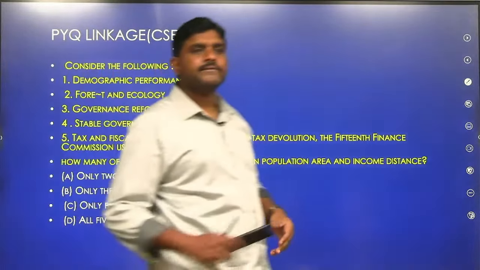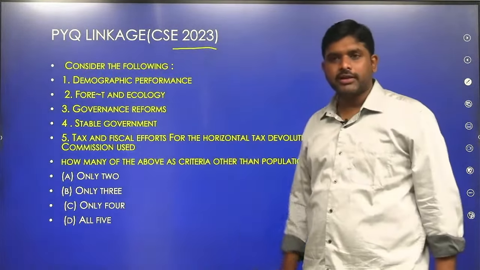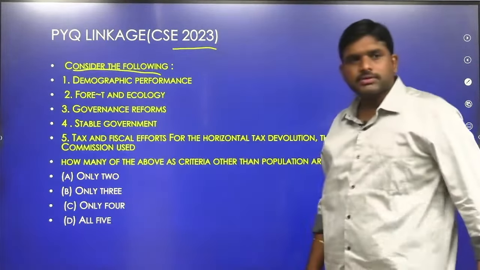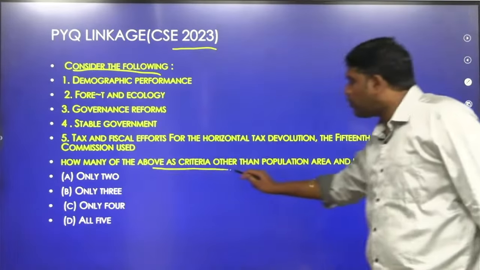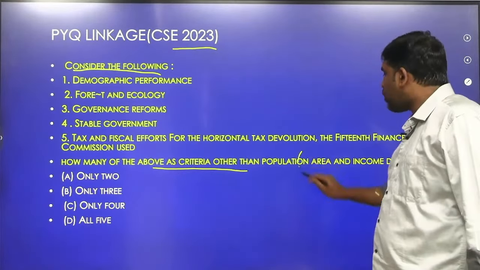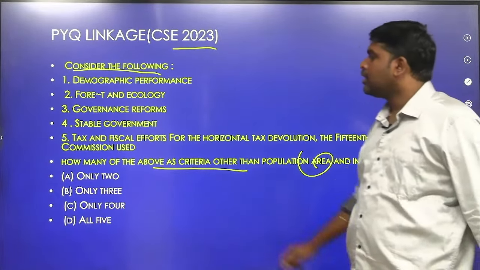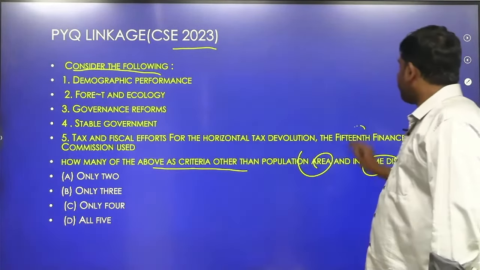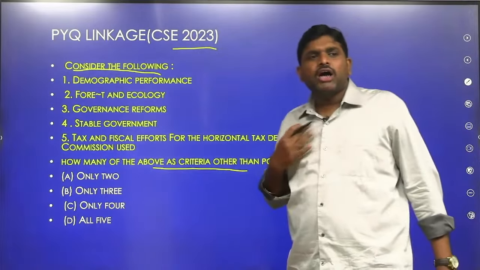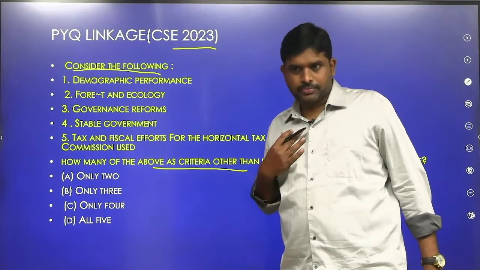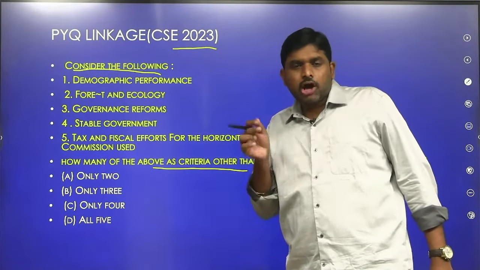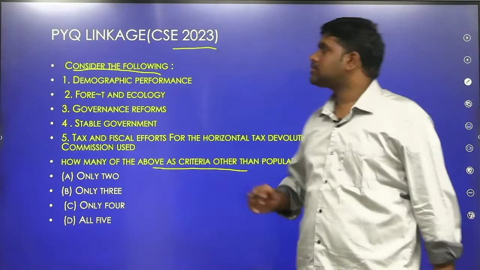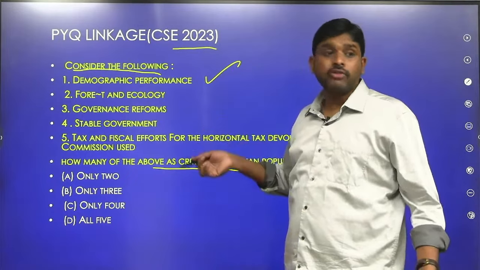2023, recent. Consider the following statements. How many of the above are criteria other than population, area and income distance? Which of the following are part of the 15th Finance Commission? It means what are all the criteria taken so that we know how much money should be devolved. So what are all the criteria that we have to remember?